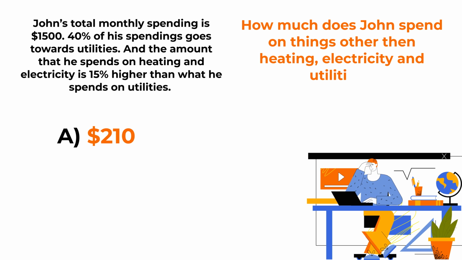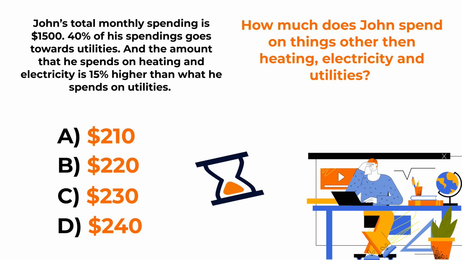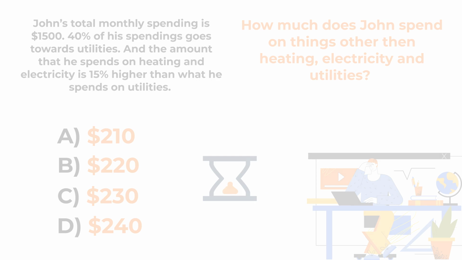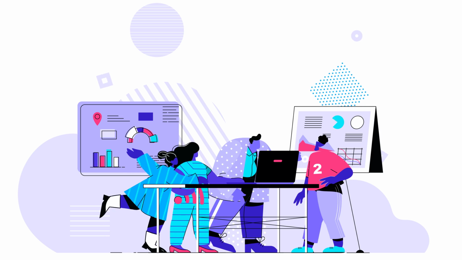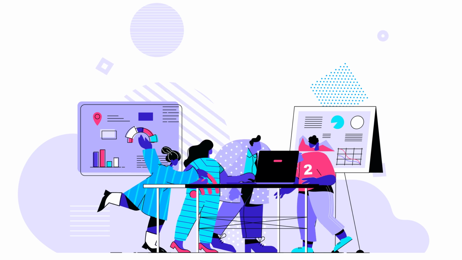Choice A, $210. Choice B, $220. Choice C, $230. And choice D, $240. Do you see the answer? Please feel free to pause this video and think how you can calculate the amount, because the answer may not be obvious. Ready or not, I am going to move forward and teach you how to do calculations so we can get to the correct solution together.